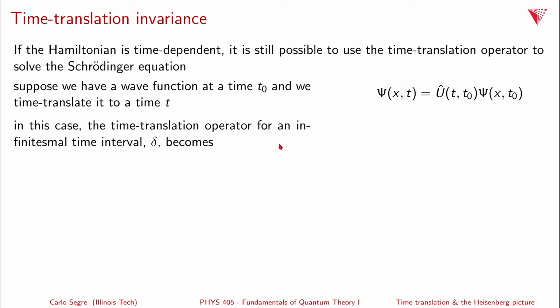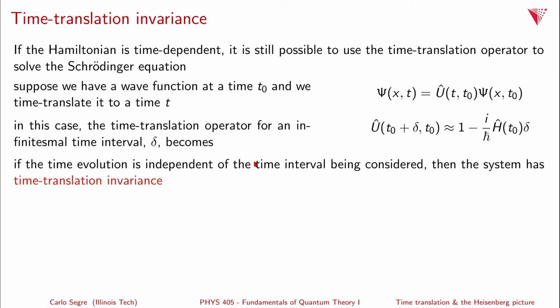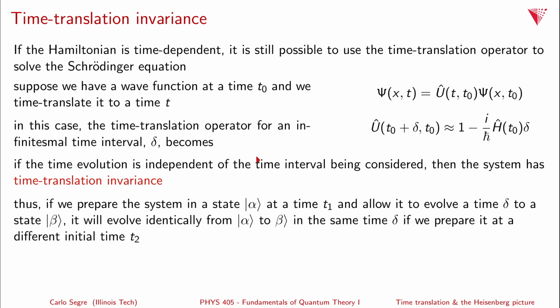In this case, the time translation operator for an infinitesimal time delta becomes simply U of t0 plus delta, comma t0, is approximately equal to, taking the first two terms of the exponential form, 1 minus i over h bar Hamiltonian at t0, because remember it's time dependent, times delta. If the time evolution is independent of the time interval being considered, then we say that there is time translation invariance. And we can write this mathematically as well. We'll do that in a minute.